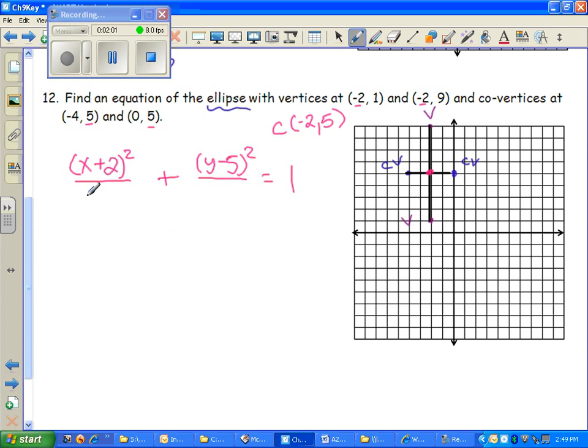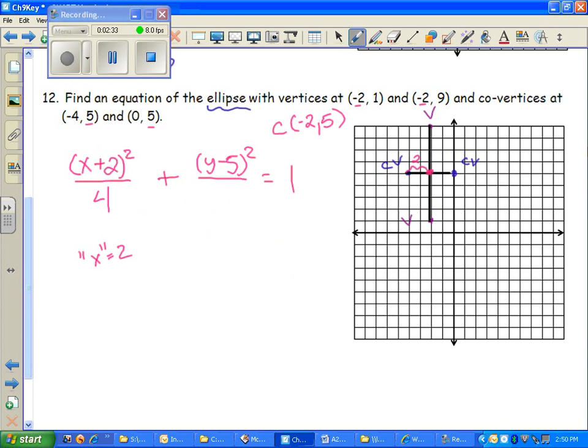Now, to find the numbers that go under the x and under the y, you need to think about, from this center, how did you move horizontally and how did you move vertically? Horizontally, to get the co-vertices, you move 2 places. So my horizontal change, or my x number, is 2. So I need to square that to go under the x squared portion of the equation. So that's going to be 4 under the x part of the equation.